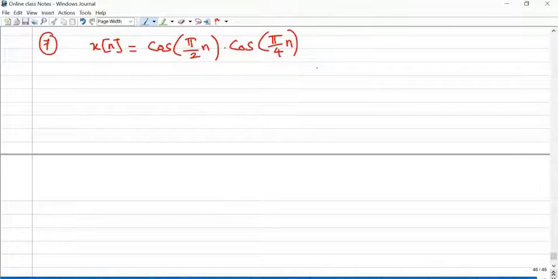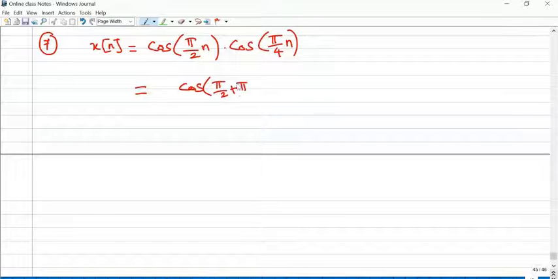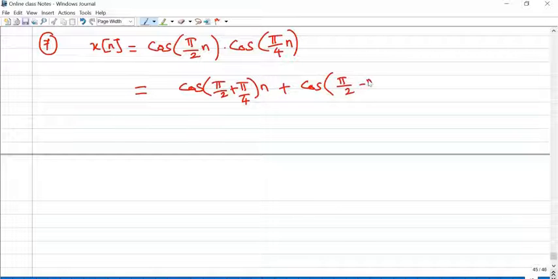First you have to expand these expressions using the trigonometric formula, cos A cos B formula. Okay. Then you will get the individual components. After that only we need to apply the procedure. So cos A cos B equals cos(A plus B) plus cos(A minus B), divided by 2.